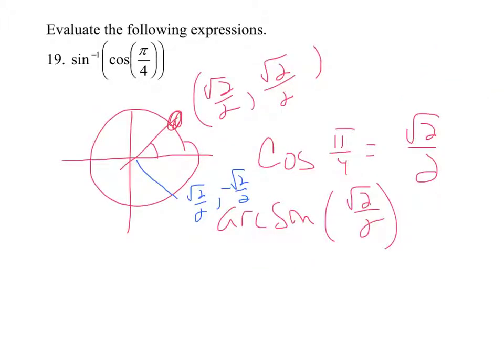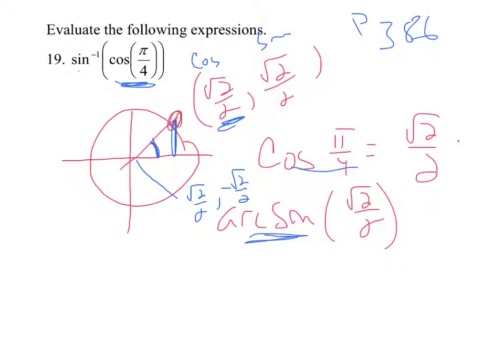So this is out of section 6.3 on page 386. This is number 19. So they're asking us to evaluate this composite trig function. Well, I started off with the inside, and I drew an angle of pi over 4 radians. And then I thought about the reference angle, and I decided that this is the cosine, and this is the sine, right? X and then y. So I know the cosine of pi over 4 is root 2 over 2. And now I'm going to drop that into the arcsine function of root 2 over 2.